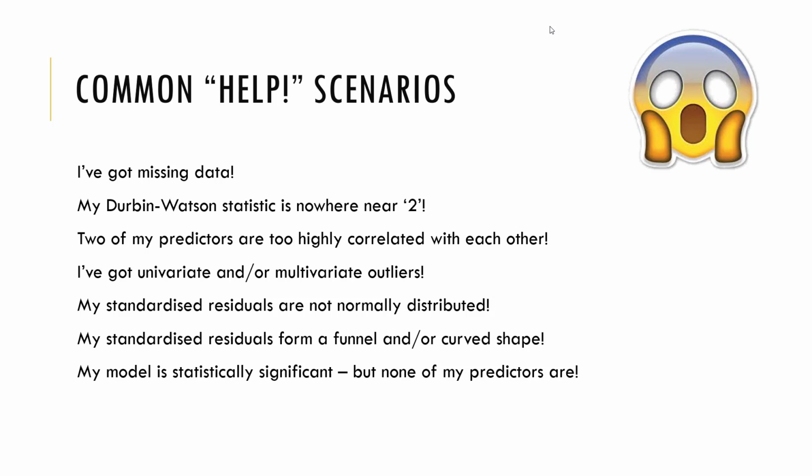So if it's a funnel shape, so the error is more spread out at one end of the outcome variable than the other, then you've got heteroskedasticity, and that is a problem. One of the approaches is to use the plugin that Andy Field recommends for the robust regression.